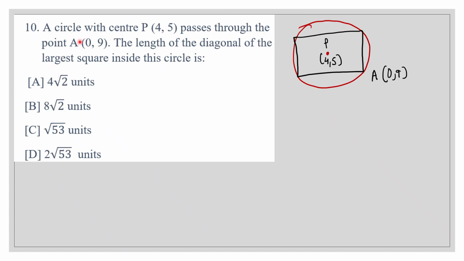Next. Question number 10. A circle with center P (4, 5) passes through a point A (0, 9). Find the length of the diagonal of the largest square inside the circle. So it is passing through A. Find PA. PA is the radius and double of PA will be the diagonal of the largest square, which is the diameter. Diameter is the longest chord. So PA is the distance between A and P.